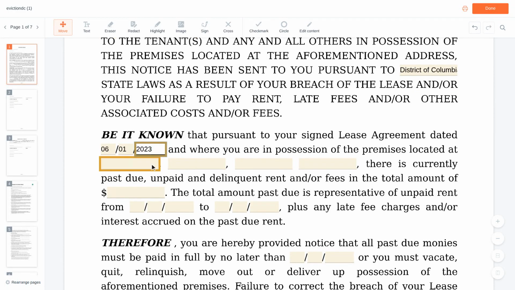Then the premises. The notice names the property you are reclaiming, type the street address, the city, the state, and the zip code, exactly as the lease describes them.